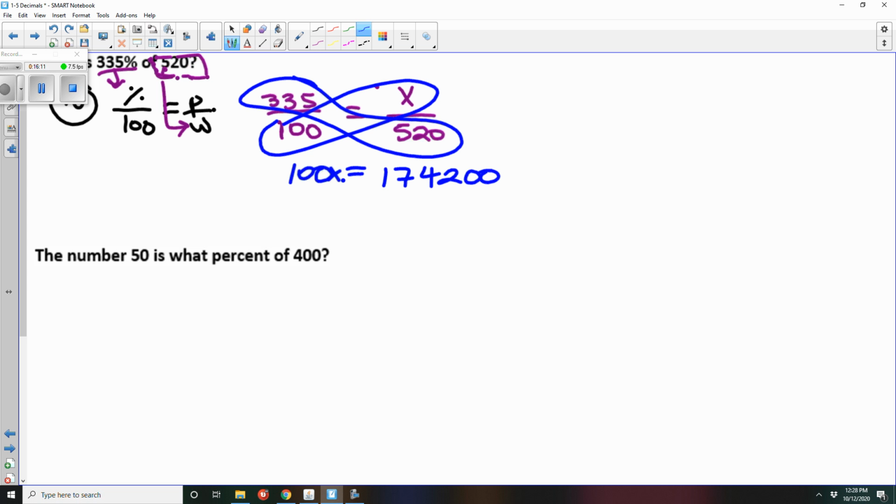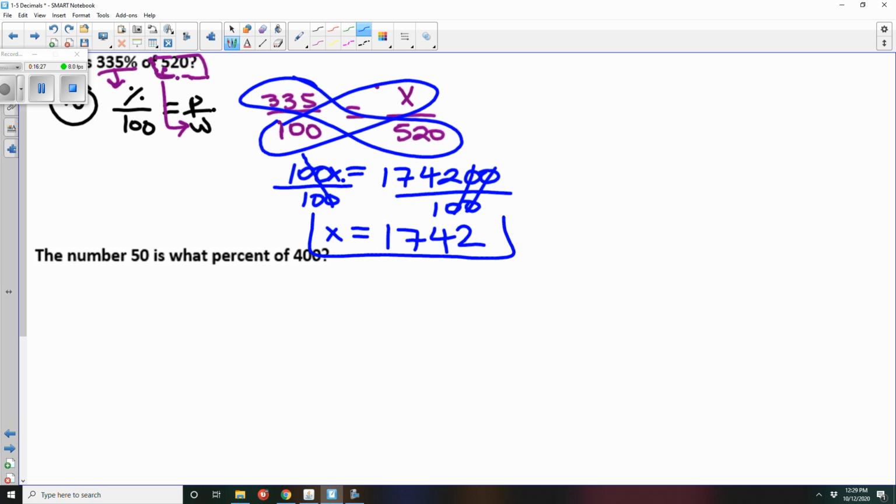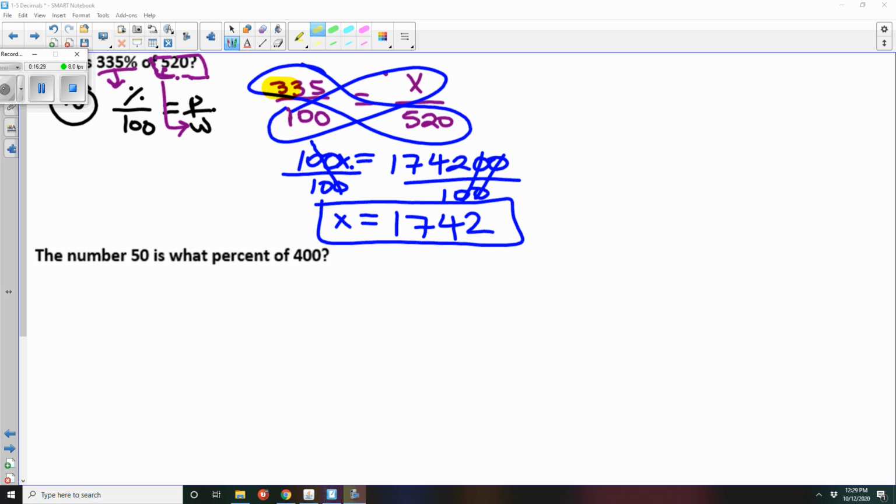So now what do we do? You divide both sides by 100. The cool thing happens again where this is a really big number and you can divide it by 100. You can knock off the zeros. So it'd be 1,742. There we go.